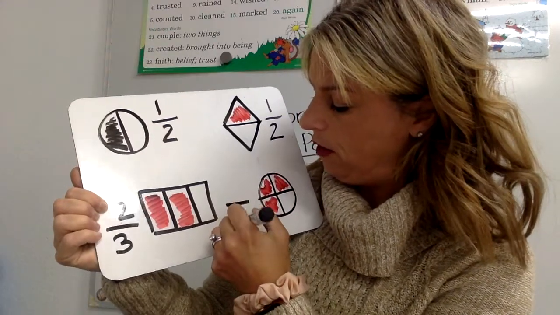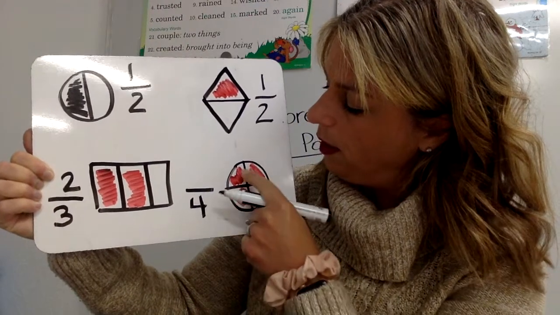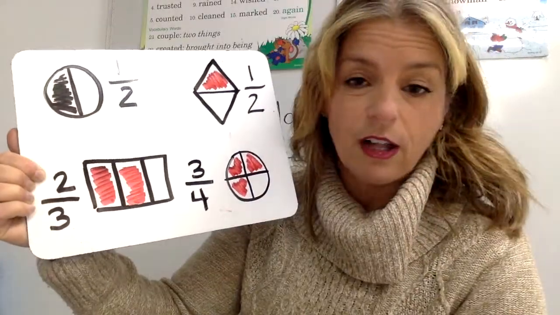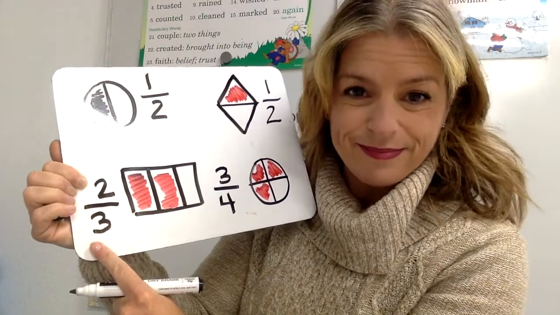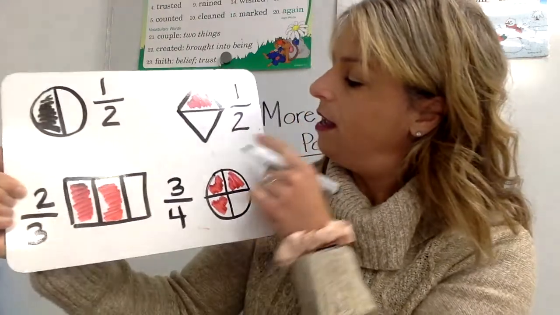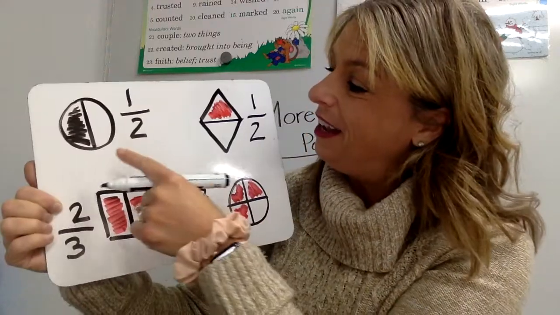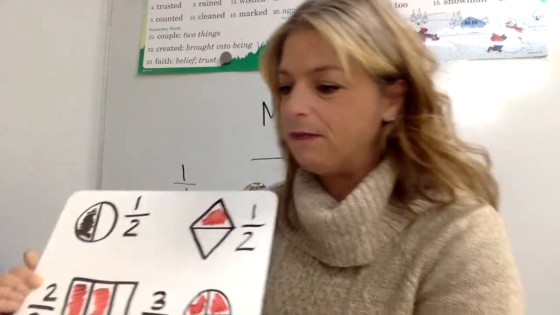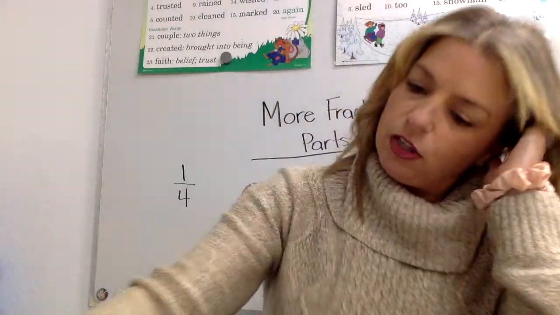There's 4 parts. And now how many of those parts are colored? 1, 2, 3. 3 of those 4 parts are colored. So that's 3/4. How would we say this fraction? Good. 2/3. How would we say this fraction? 1/2. And how would we say this fraction? 1/2. Very good.